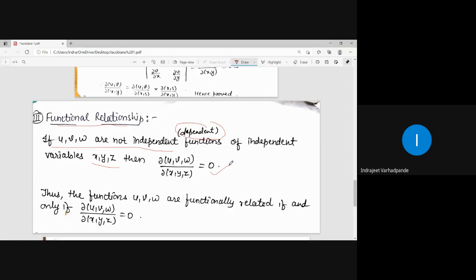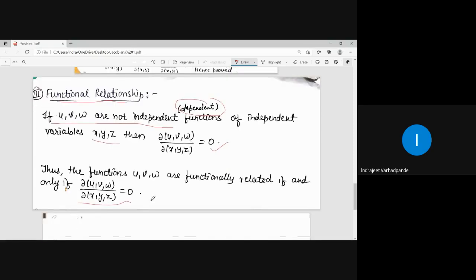If u, v, w are not independent, meaning they are dependent functions of independent variables x, y, z, then del of u, v, w upon del of x, y, z is 0. So if they are functionally related, this Jacobian should come out to be 0.